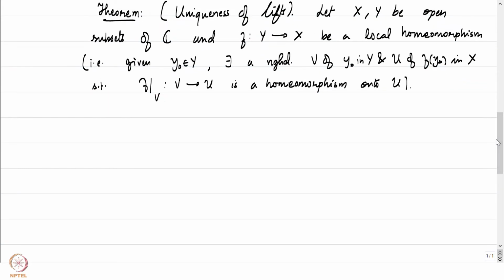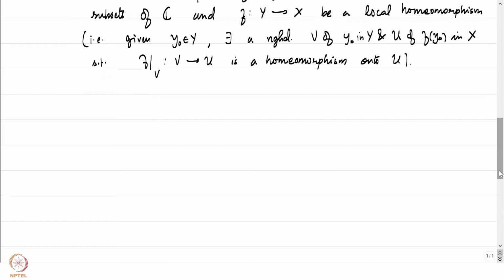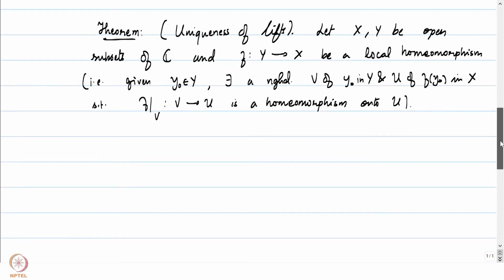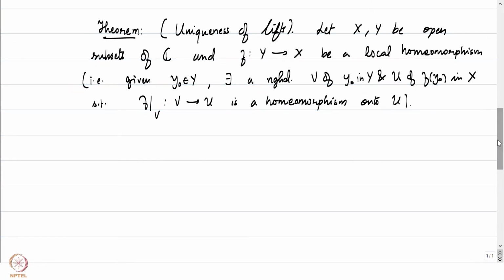Another example is the map z going to z to the power n on the punctured disk, for example. For any n greater than or equal to 1, for n equal to 1, it's a homeomorphism. For n greater than 1, it's a local homeomorphism which is not a homeomorphism. It's not a homeomorphism because it's not going to be injective on the punctured unit disk. So that's what the context is. We are going to consider only local homeomorphisms.